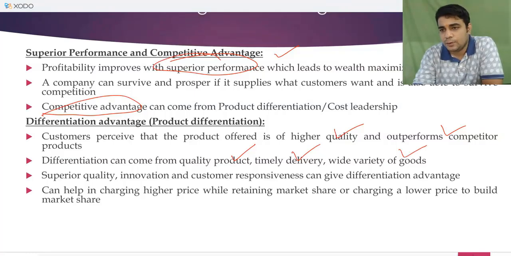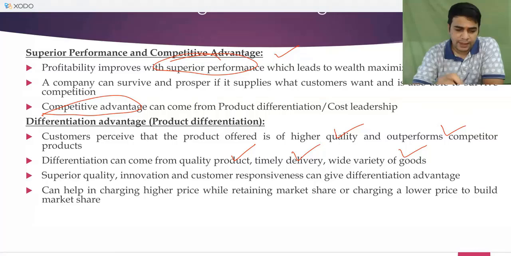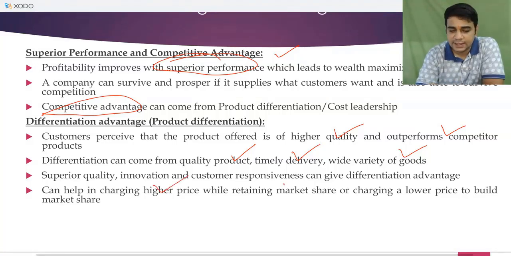So I said it could be price or quality, delivery, support. Quality, delivery, support, everything will come under the category of your differentiation advantage. Basically anything which enhances customer satisfaction other than price will come under the category of differentiation. It can help in charging a higher price while retaining the market share, or charging a lower price to build market share.